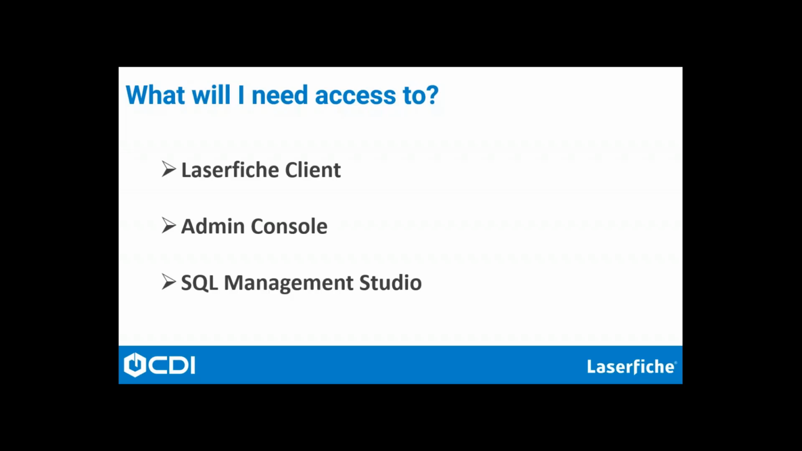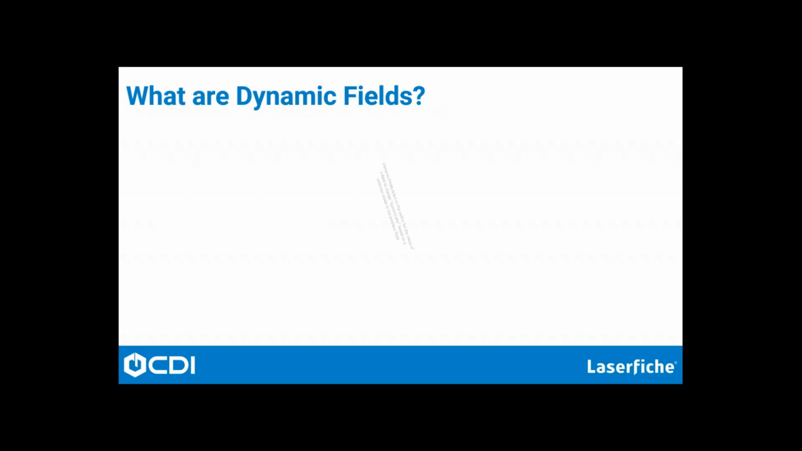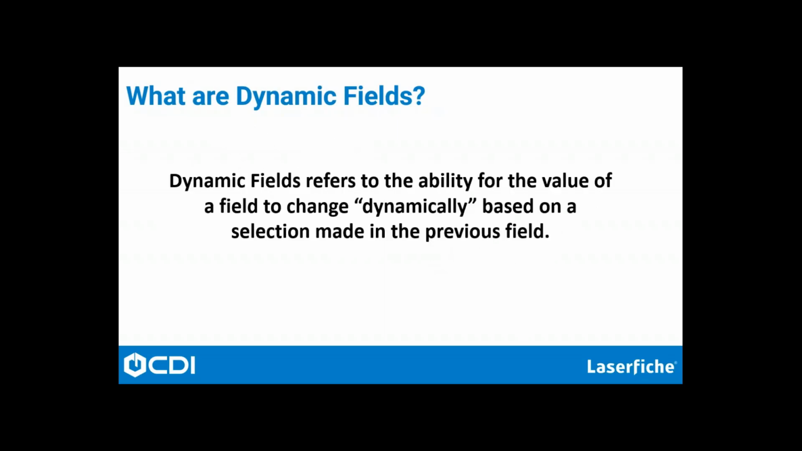So what are dynamic fields? When we say dynamic fields, what are we talking about? In a nutshell, dynamic fields refers to the ability for the value of a field within your metadata templates to change dynamically based on the selection made of a previous field.